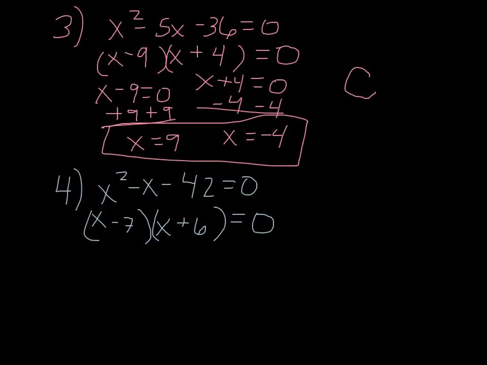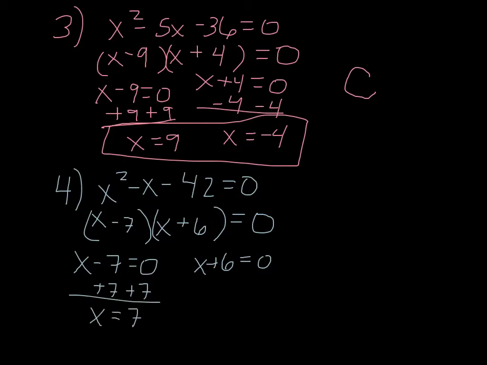I'm ready to use the zero product property and say, okay, so either the first factor equals 0 or the second factor equals 0. I solve both of these using inverse operations to determine that x could equal 7 or x could equal -6. And those are the two solutions to that original equation.